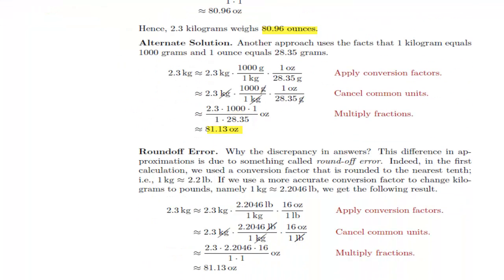Round-off error. Why the discrepancy in answers? This difference in approximations is due to something called round-off error. Indeed, in the first calculation, we used a conversion factor that is rounded to the nearest tenth, i.e. 1 kilogram equals 2.2 pounds.